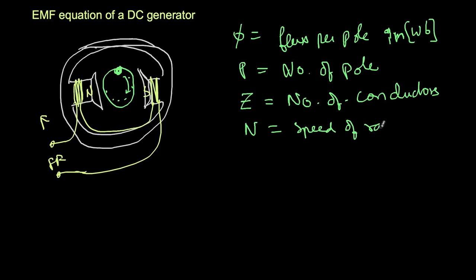And with this information, let me also add one more, that is N, the speed of the armature in revolutions per minute. The armature is being rotated by a prime mover at some speed. In 1 minute, how many revolutions it is making, that is the speed here. So given this information, let me write down. There is also another thing, that is the number of parallel paths.